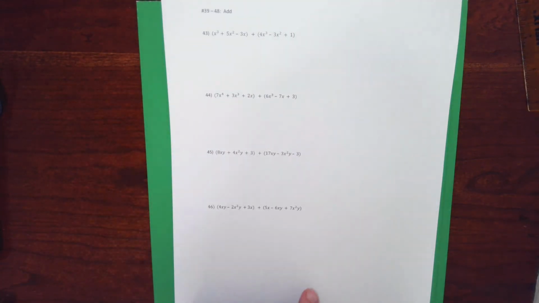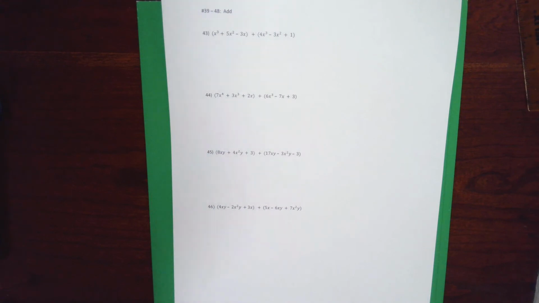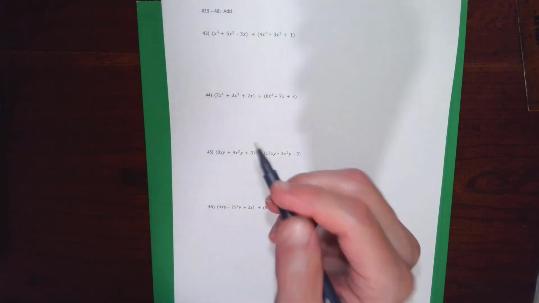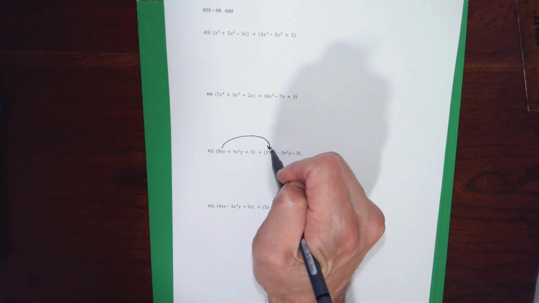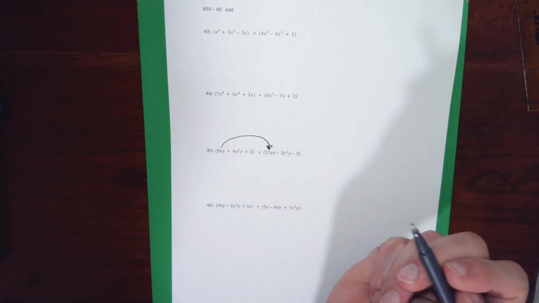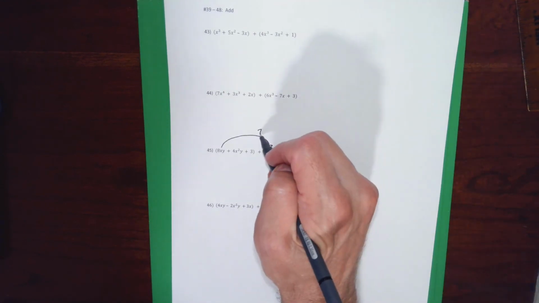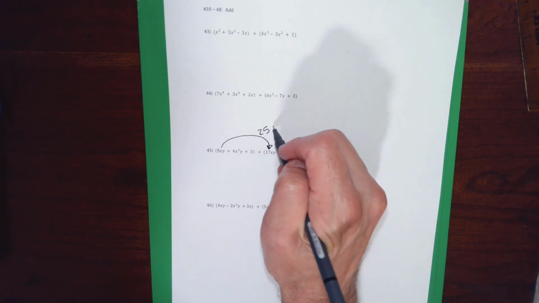Let's do 45 together and then move on to a new group of problems rather than doing so many of these. And I probably could do 45 without dumping the parentheses. I can imagine my parentheses being gone. I'm going to add 8xy plus 17xy by adding the 8 and the 17. Part of my answer is going to have a 25xy.